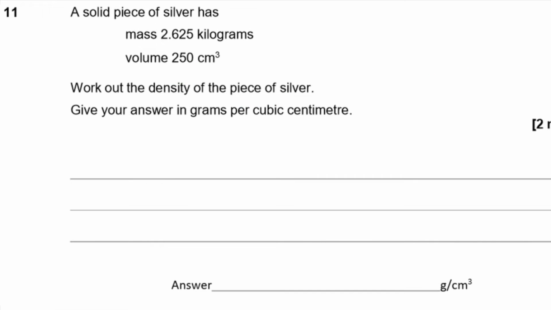Question 11. A solid piece of silver has a mass of 2.625 kilograms and a volume of 250 cubic centimeters. Work out the density of silver. Give your answer in grams per cubic centimeter. Okay, so the formula for density is mass divided by volume.